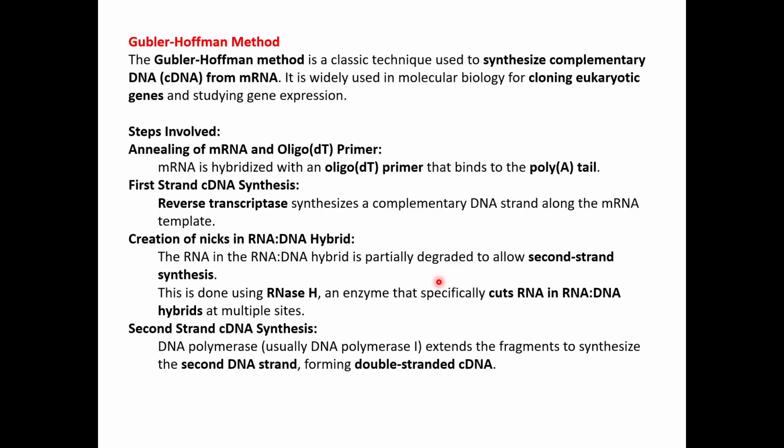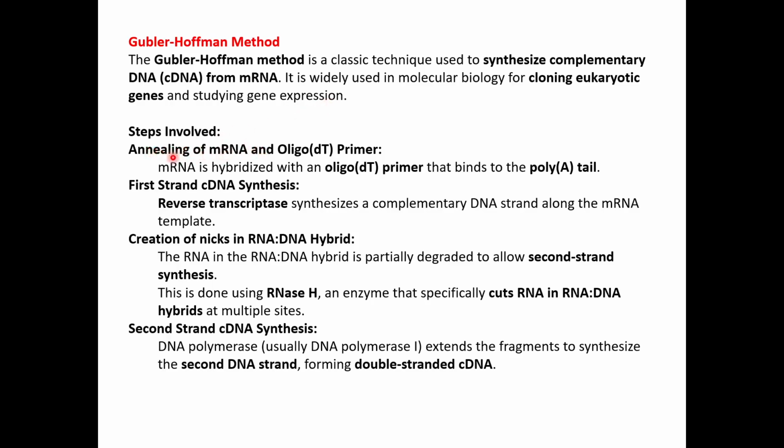Then next is the Gabler-Hoffman method. The Gabler-Hoffman method is a classical technique that is used to synthesize complementary DNA from mRNA. When we use mRNA and synthesize a DNA complementary to it, it is called cDNA or complementary DNA. It is widely used in molecular biology techniques for cloning eukaryotic genes and also to study gene expression.